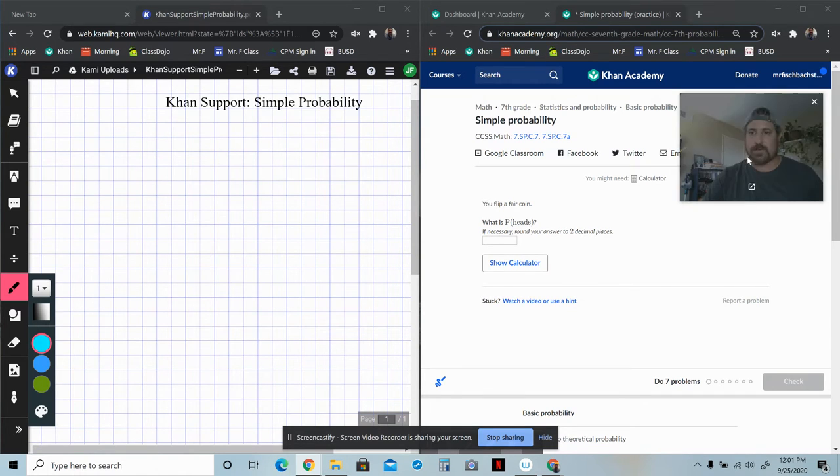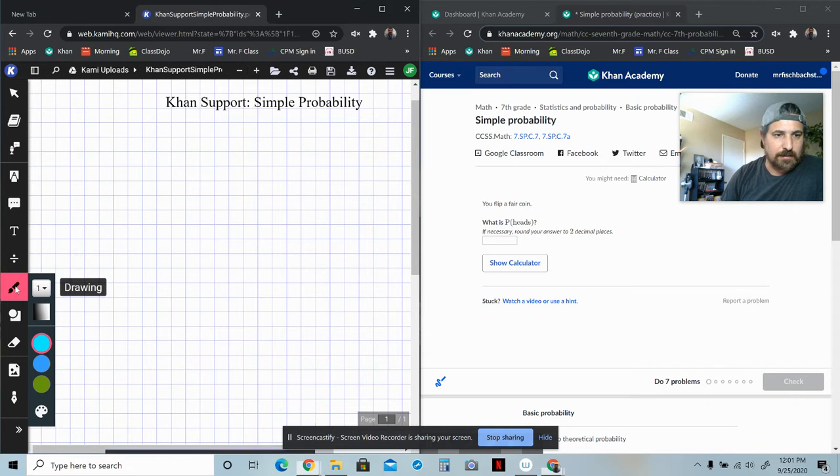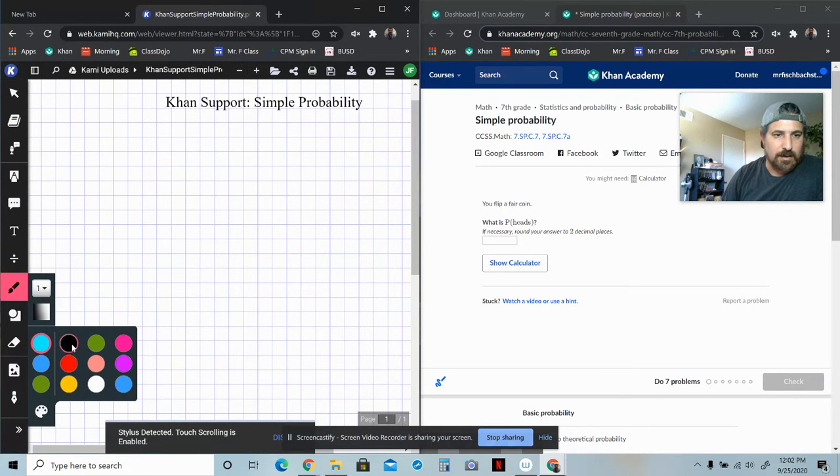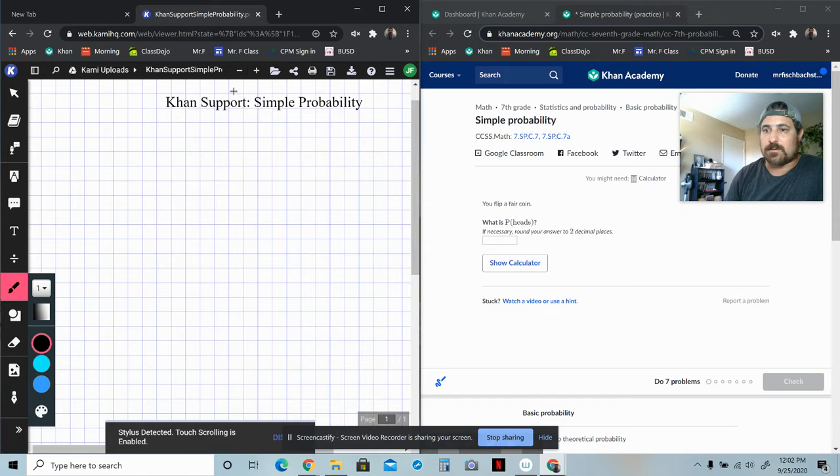A student requested this one on simple probabilities, so I'm going to go through and do it. Let's see how it works. Over here on the left-hand side, I'm just going to have the camera open, and I'll try to upload it as well, so you guys have a written copy of how to do this stuff.